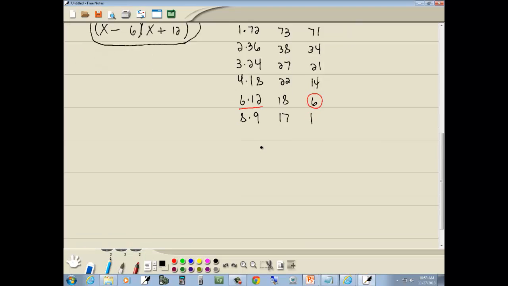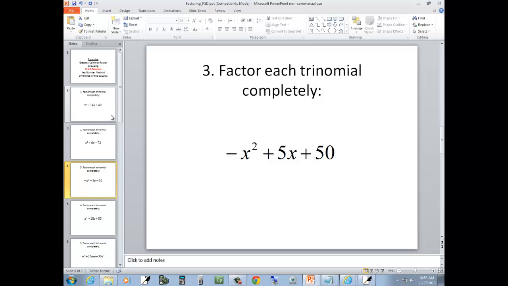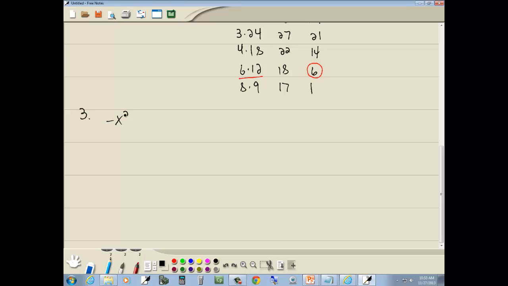Let's take a look at this one. Negative x squared plus 5x plus 50. Now, the first thing I notice is it's got a GCF.